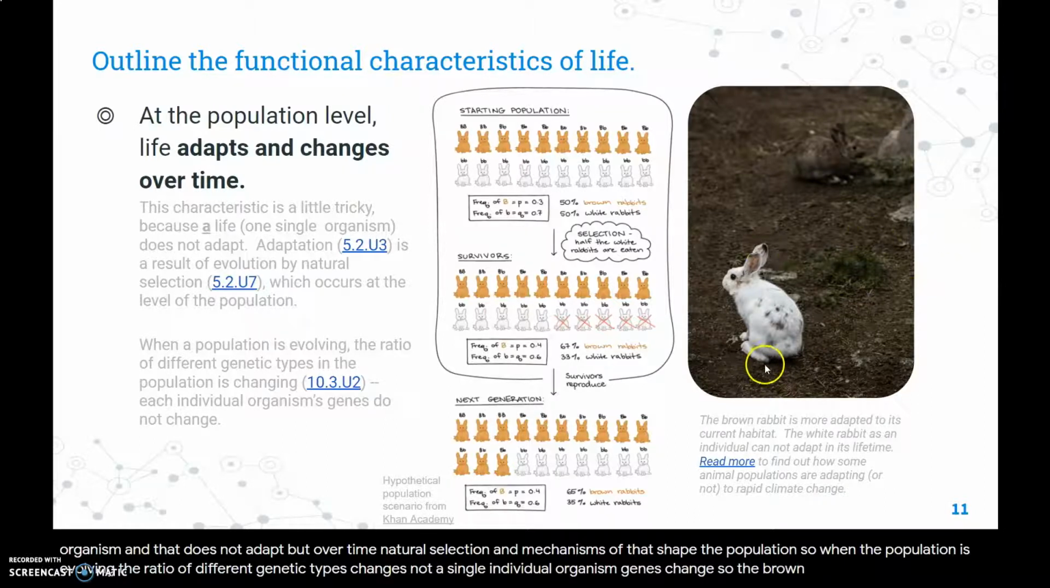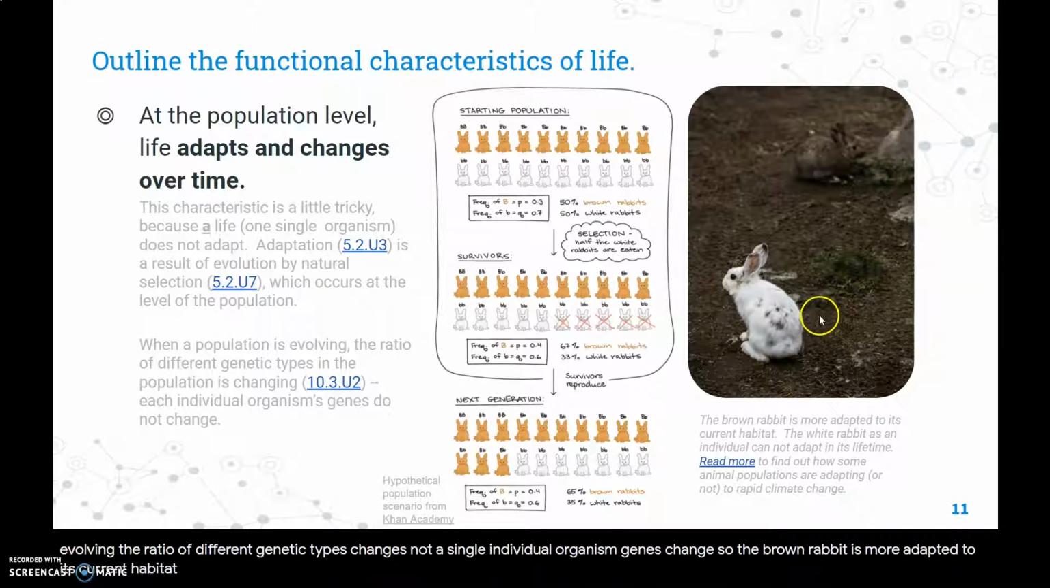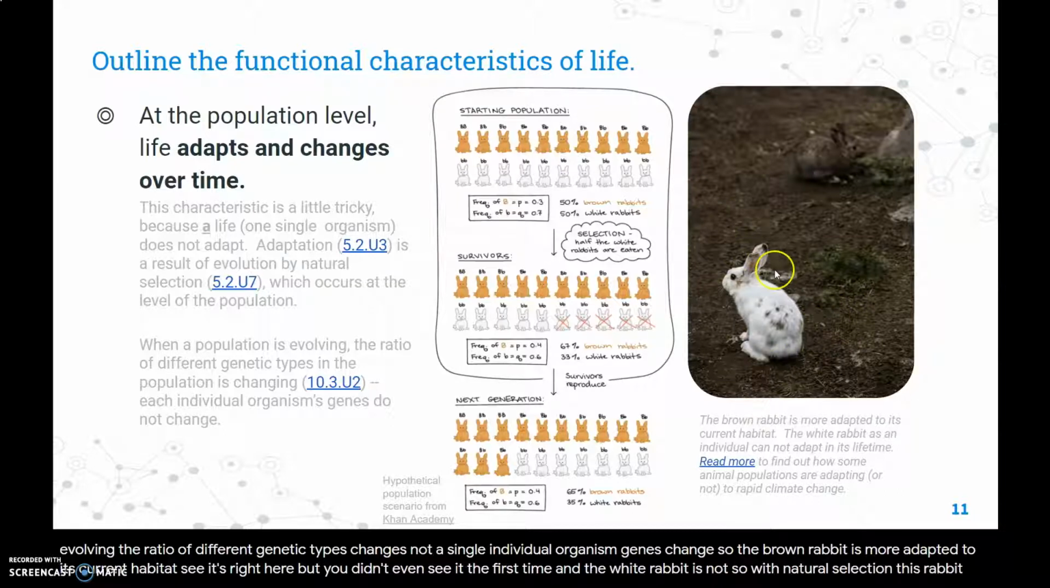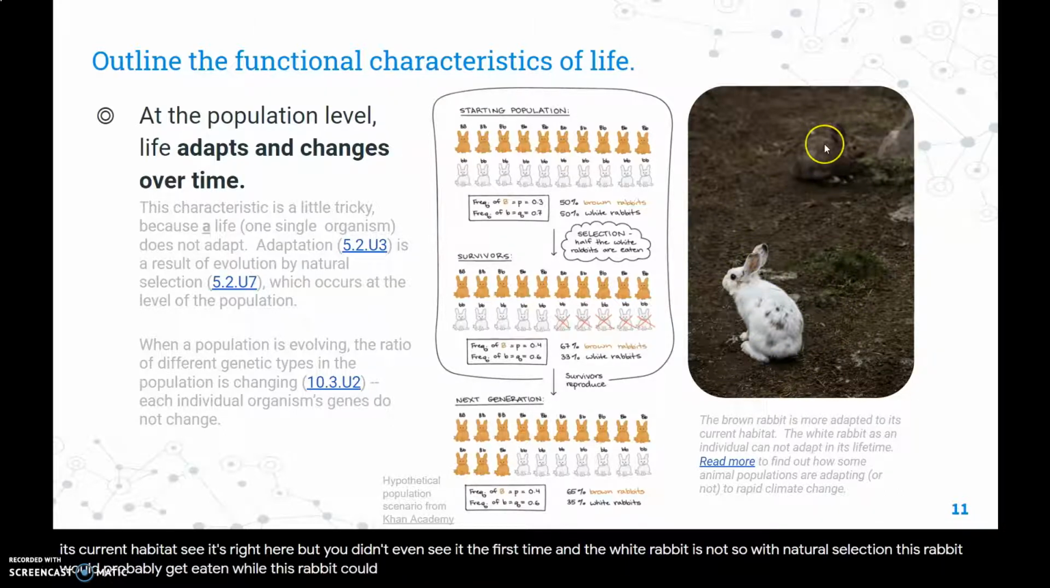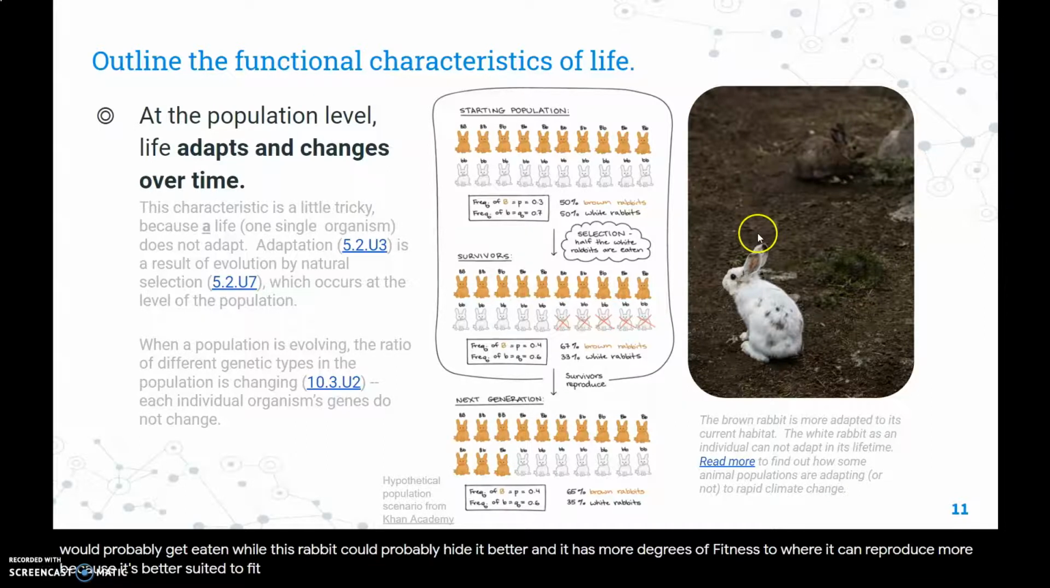The brown rabbit is more adapted to its current habitat. See, it's right here. I bet you didn't even see it the first time. And the white rabbit is not. With natural selection, this rabbit would probably get eaten, while this rabbit could probably hide better. It has greater fitness, so it can reproduce more because it's better suited to its habitat. That's all I got for this one.